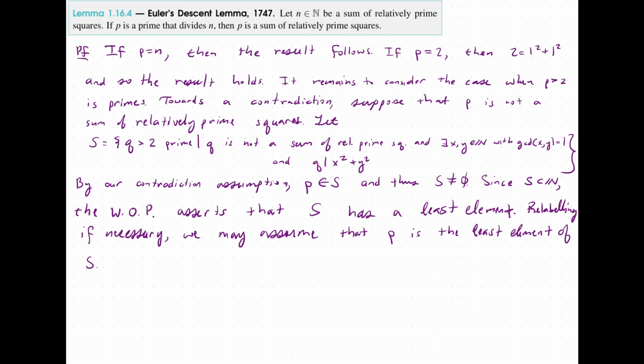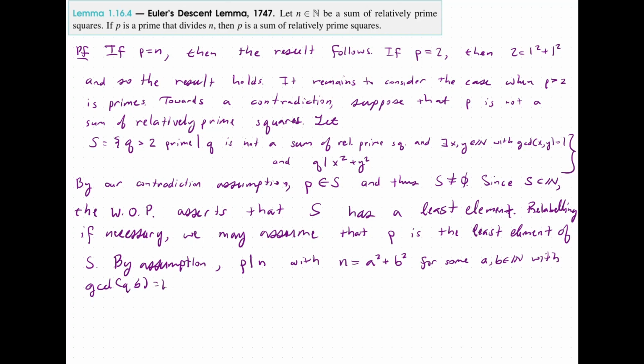By assumption, P divides n with n equal to a squared plus b squared for some natural numbers a and b, with the GCD of a and b being equal to 1. So that's what we have by our assumption. And now what we are going to do is apply the division theorem to both a and b.